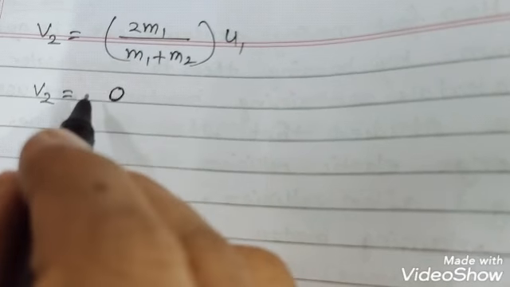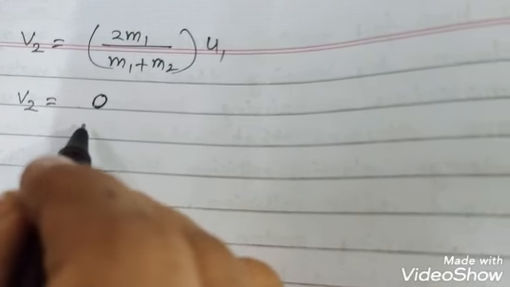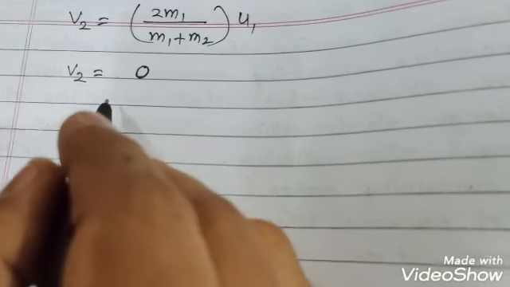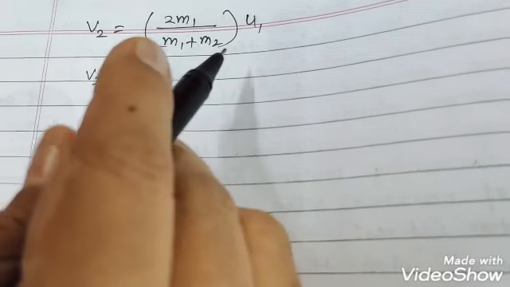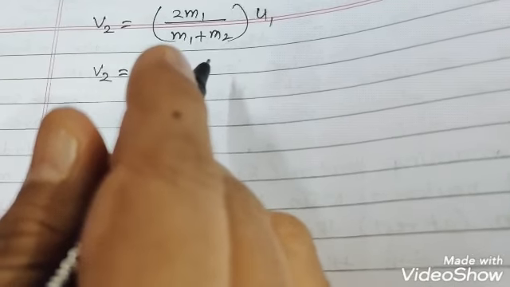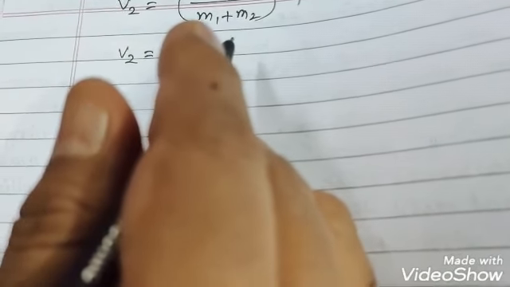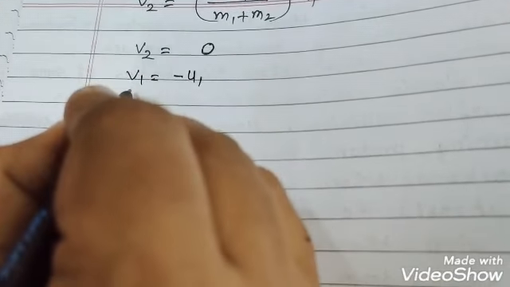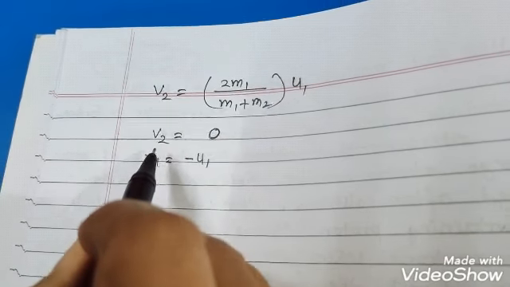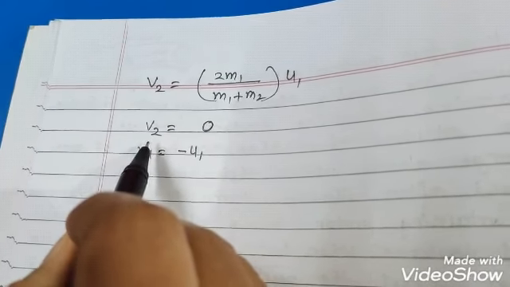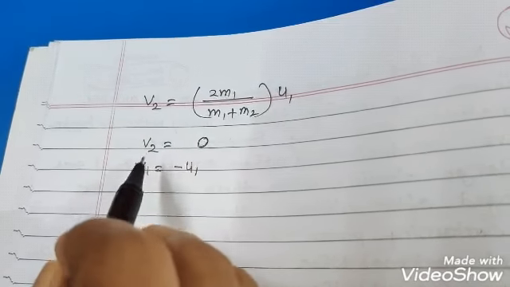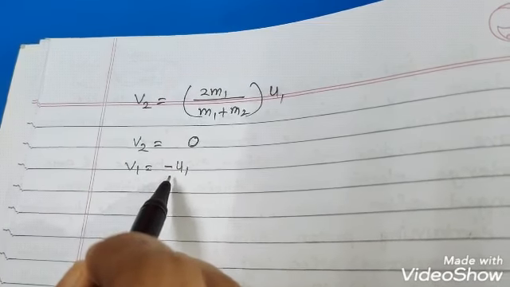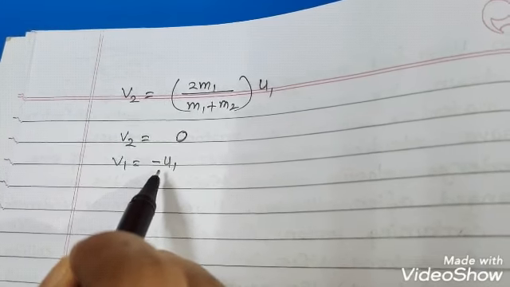So what we can say, the velocity of body B will become 0. Hence, when a light projectile body A collides against a heavy target body B at rest, A rebounds with its own velocity and B continues to be at rest. We have already calculated v1 is equal to minus u1. So v2, the velocity of body B after collision, will become 0, and the velocity of body A after collision will be the same as it was previously, but the direction will change.